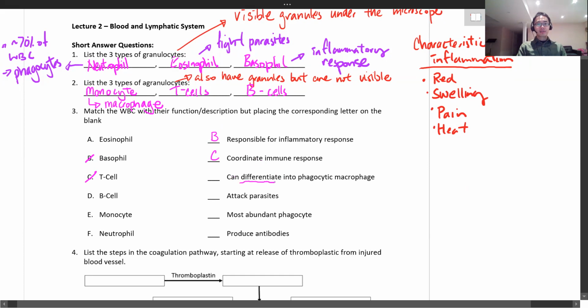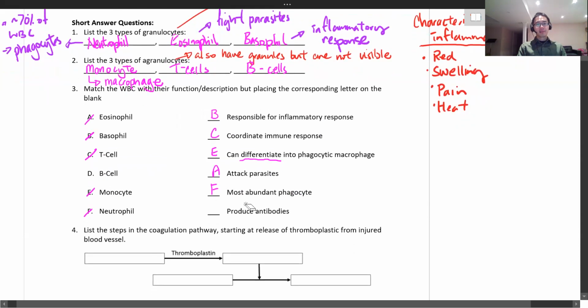Can differentiate. Differentiate means like specialize. It transforms into phagocytic macrophage. So you can see the monocyte can differentiate into macrophage. So the answer is E. Attack parasites. That would be our eosinophil. The most abundant phagocytes, the ones that you have the most of, is the neutrophil. Finally, produce antibodies. That would be the B cells.